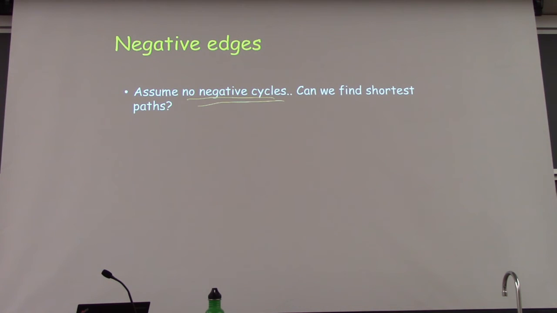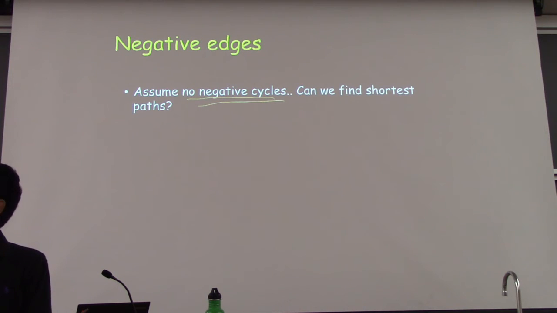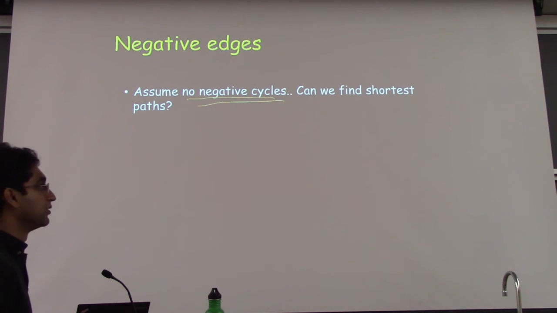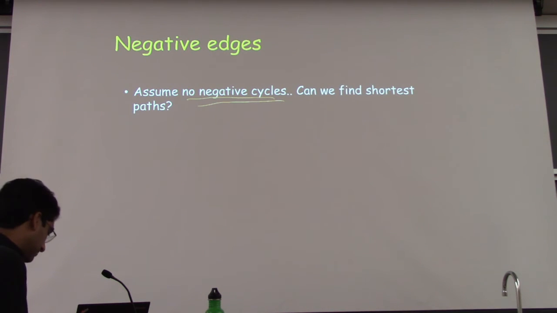So the question is, how can you find shortest paths? You can also ask the question, how do you tell? Is there a good way of telling if a graph has negative cycles? Okay, so that's the other thing you could ask. So let's consider both these questions.